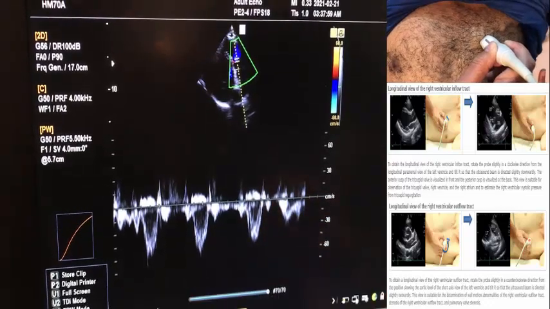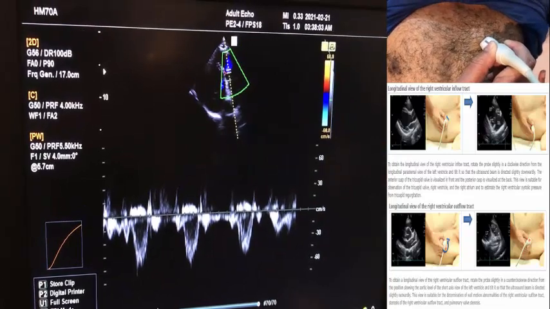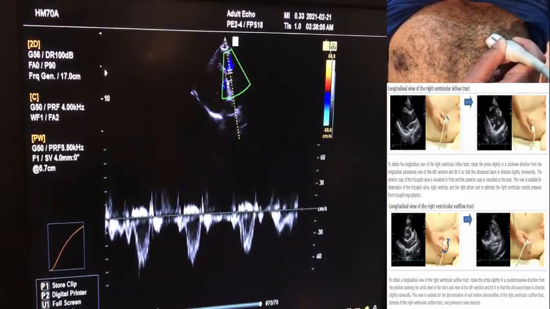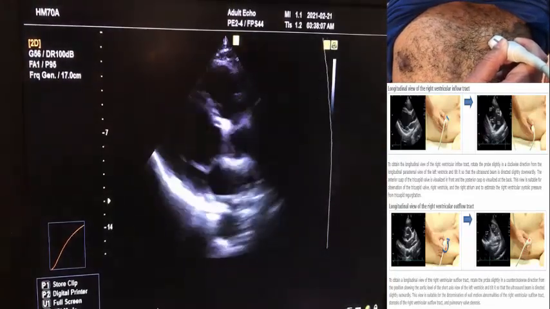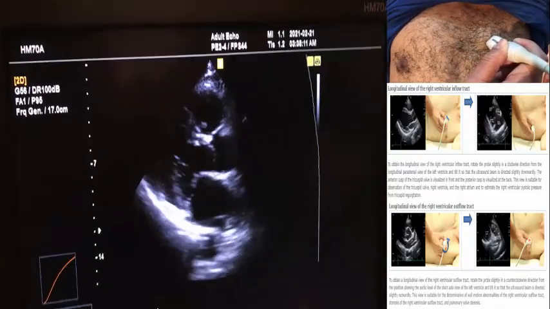Measure the VTI of the pulmonary artery. I can assess the pulmonary regurgitation, and from pulmonary regurgitation I can get an idea about pulmonary hypertension. So this is an amazing view from the parasternal long axis view.